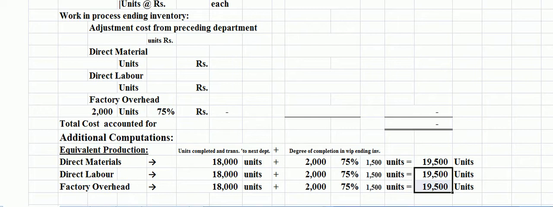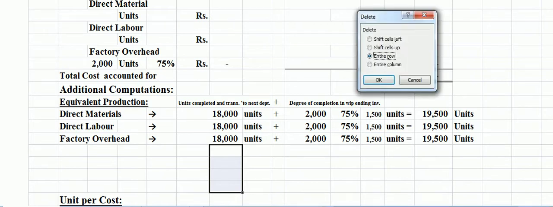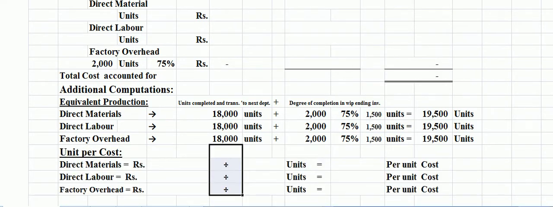Now students, we move now to find the per unit cost. For this purpose, we have to put the cost here and units completed here.